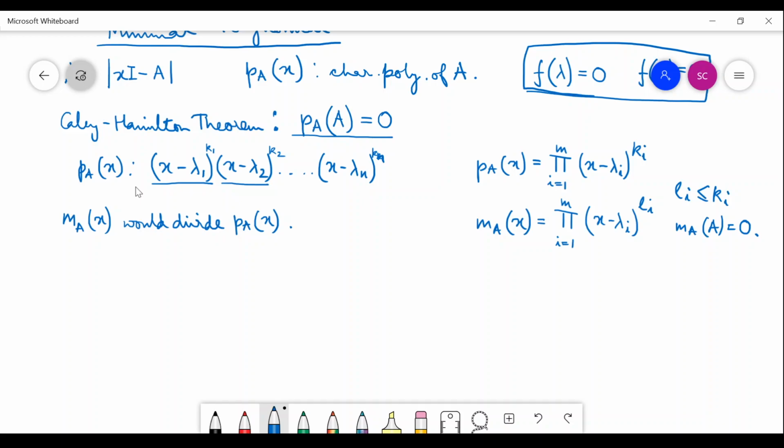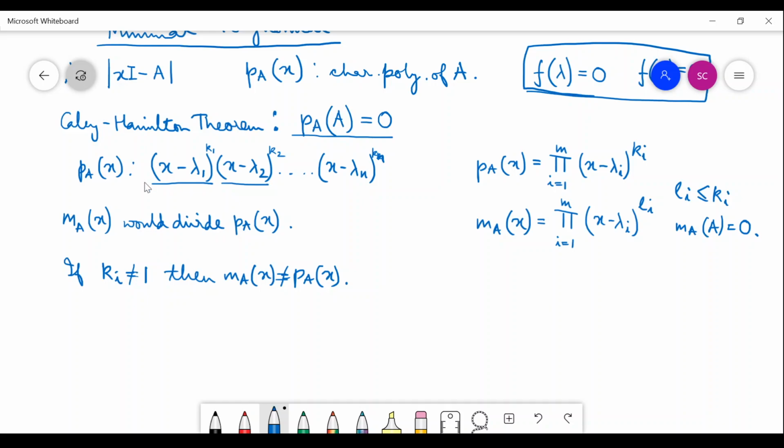One thing you can understand very well: if all these ki's are 1, so if all ki equals 1, then the minimal polynomial is the same as the characteristic polynomial, because all the factors are only present once and they have to be present in the minimal polynomial also. So that minimal polynomial will be the same as the characteristic polynomial. The minimal polynomial will not be equal, in general, only when ki is not equal to 1. Then there is a possibility.